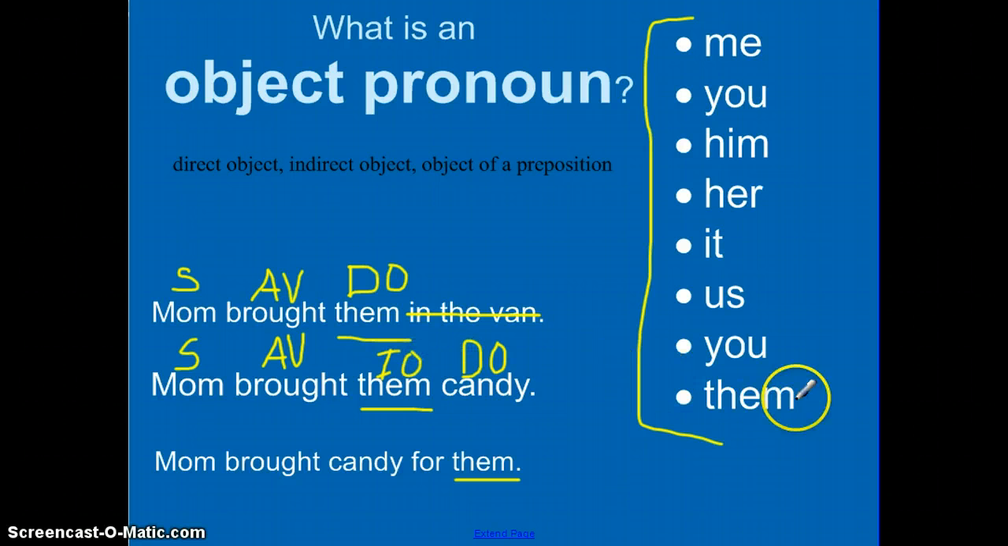So we have the same pronoun here being used as a direct object, as an indirect object, and then down here it's in a prepositional phrase, so it's the object of a preposition. We cannot use a subject pronoun, I or you or he, she, it, we, you, they, in place of any pronoun that's doing one of these three jobs.